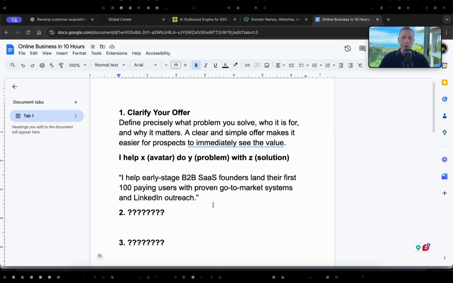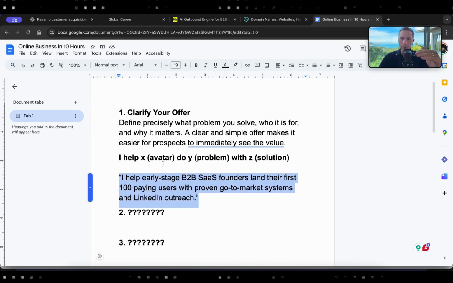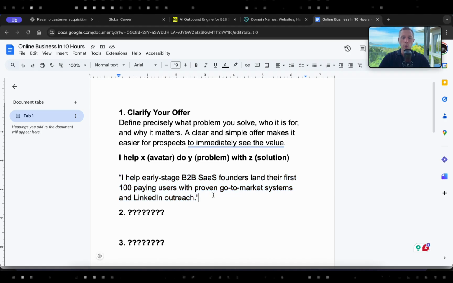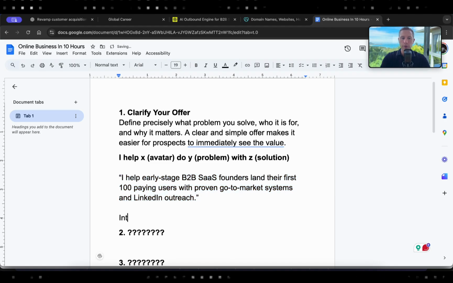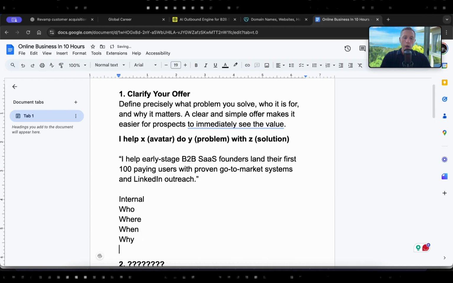And so what I would do with this, just to clarify your offer, is take this formula and go ahead and put who you want to offer to and the problem you're solving. And so here we're defining early stage B2B SaaS founders. And so if I'm wanting to make the internal documents, I want to figure out who that is: who, where, when, why, what. So this is the basis of what you need to figure out, right?